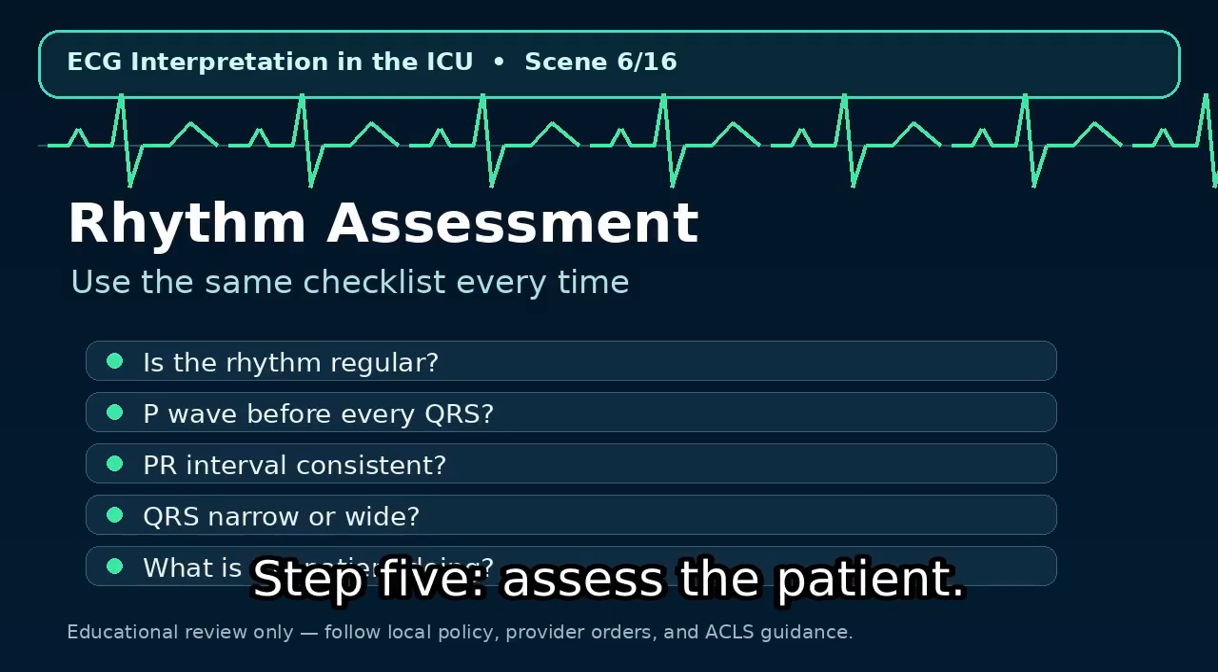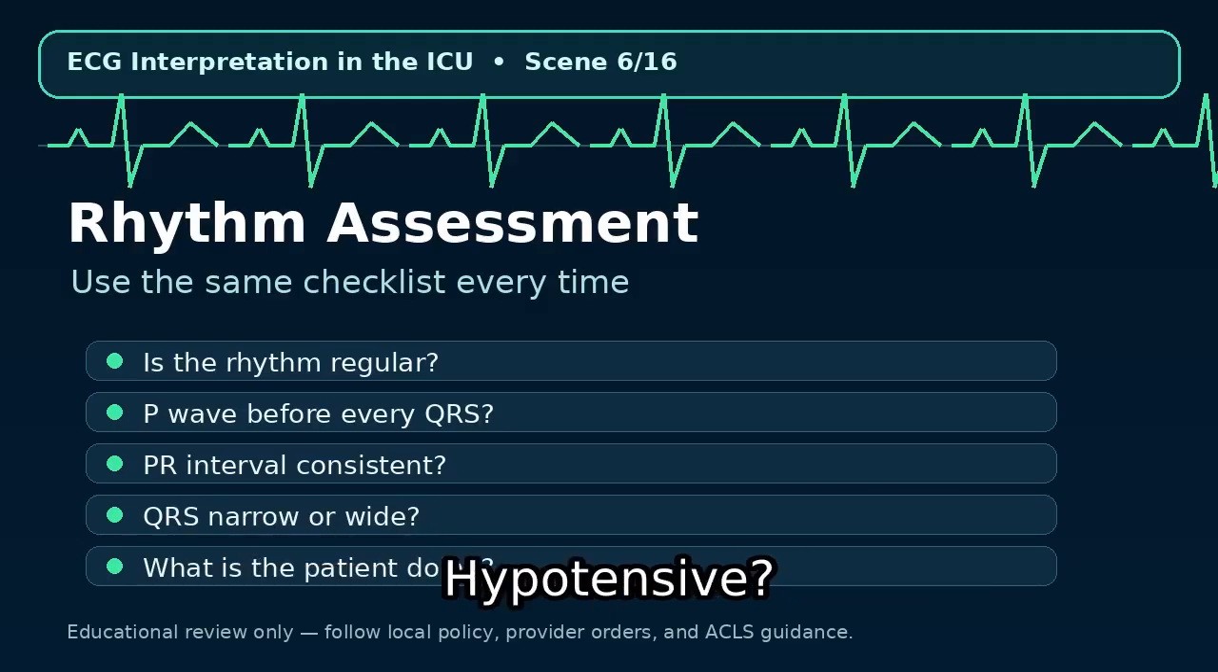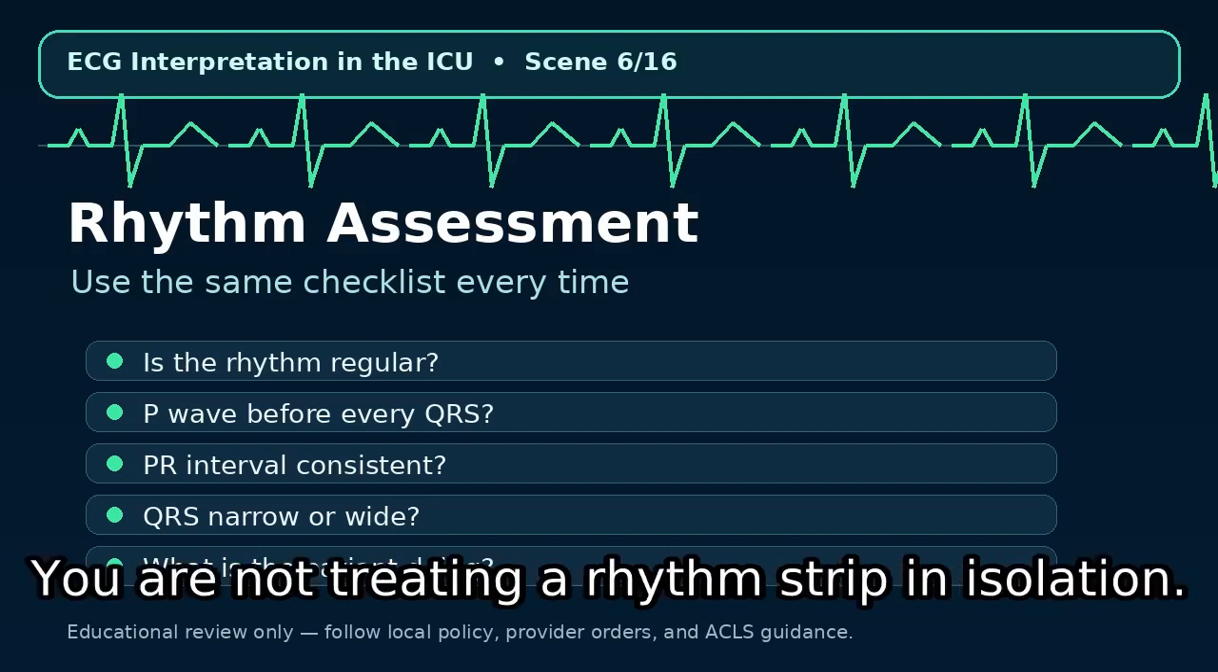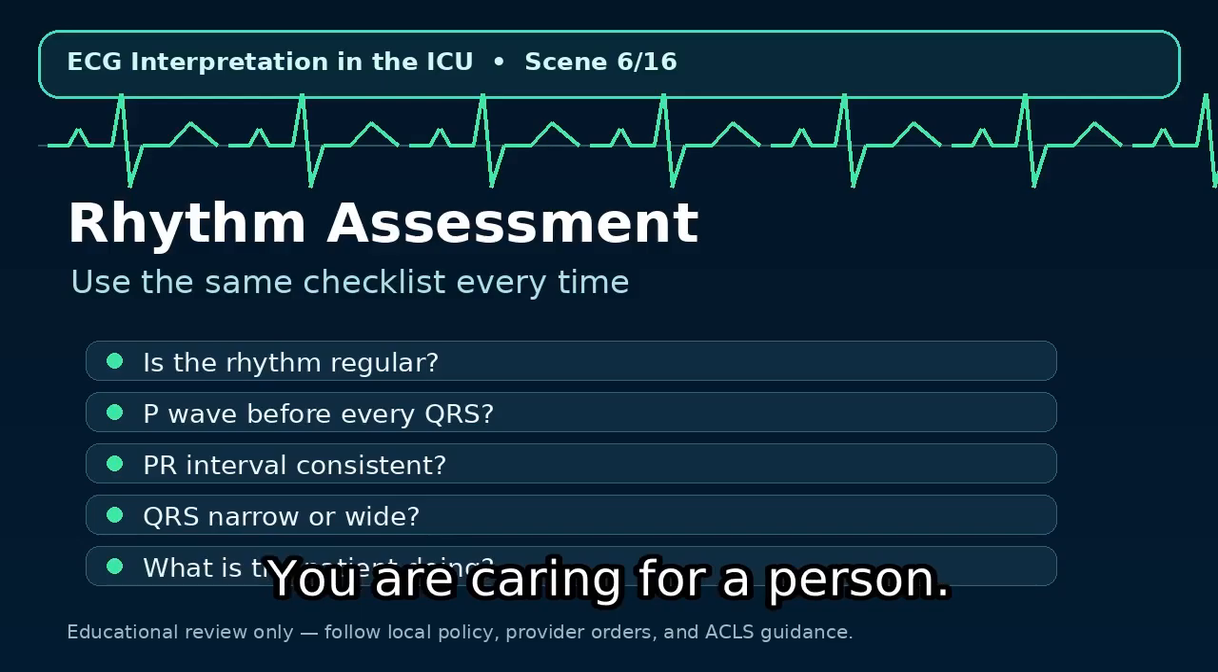Step 5. Assess the patient. Are they awake, hypotensive, short of breath, having chest pain, losing pulses? This final step is essential. You are not treating a rhythm strip in isolation. You are caring for a person.